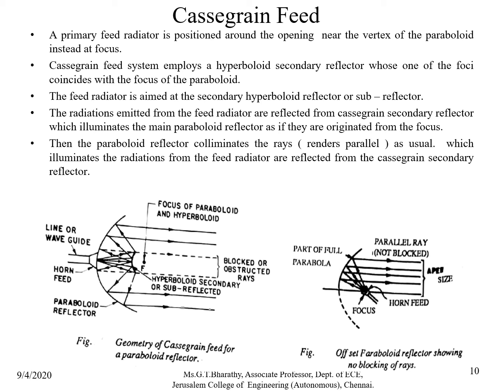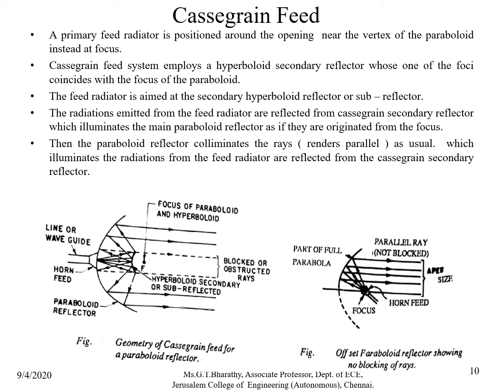In the diagram you can see you have the focus. This focus F is the focus of the paraboloid as well as of the hyperboloid, which is the secondary reflector. The paraboloid is the main reflector, and it is provided with the horn waveguide feed. Using the horn feed, we are radiating the sub-reflector, that is the hyperboloid. This hyperboloid will reflect the signal to the main reflector, and that gets reflected, and we get a plane of parallel waves. So this is the concept of Cassegrain feed, where we use a main reflector as well as a sub-reflector.